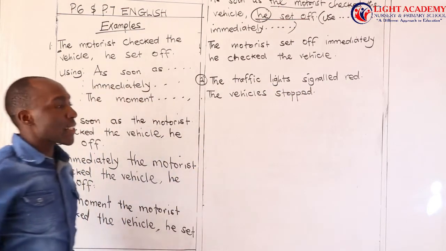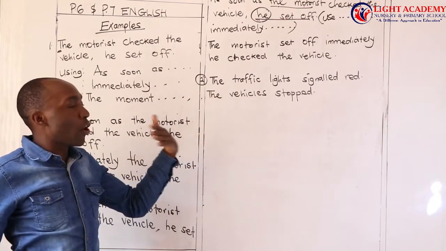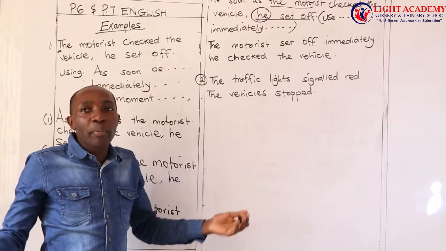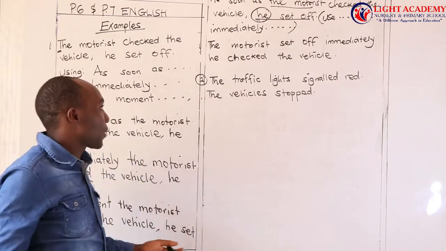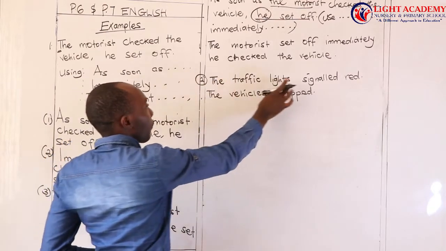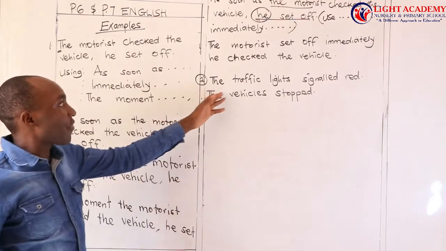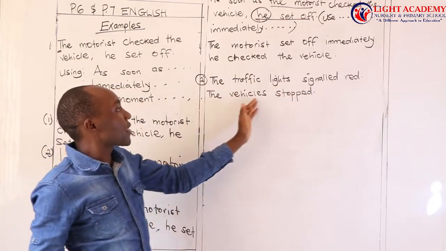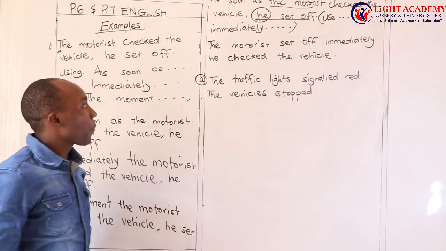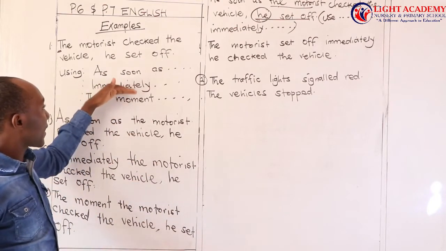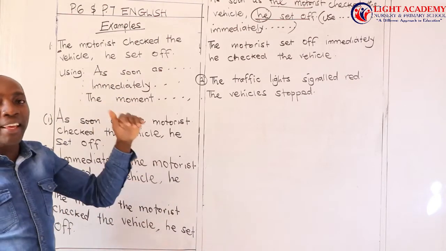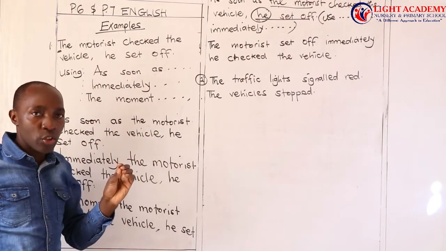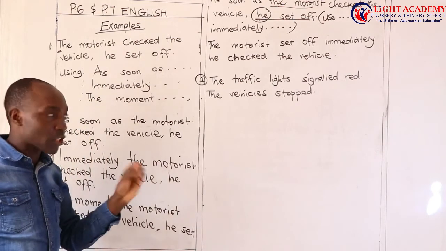My question is, the traffic light signaled red. The moment the traffic light signals red, what happens? The vehicles have to stop. Therefore, this one is our first action. The traffic lights signaled red. Have you understood? The vehicles stopped. Therefore, after writing these structures here, whether at the beginning or within the sentence, they must be followed by the first action. They must be followed by the first action.